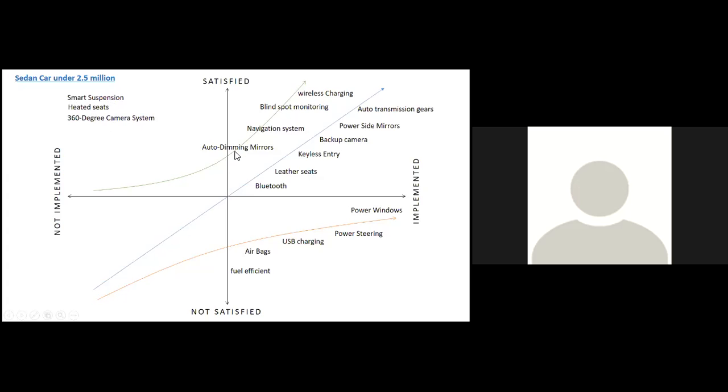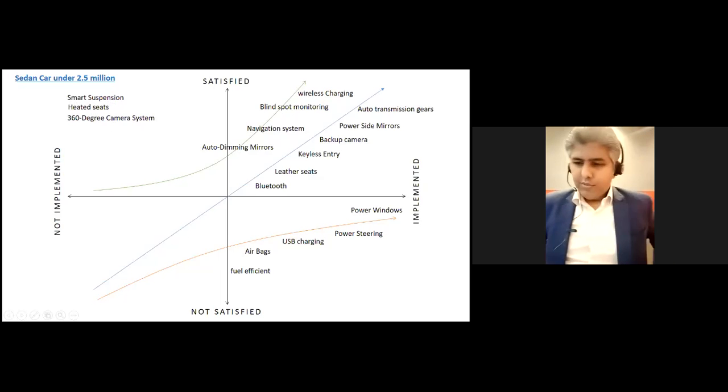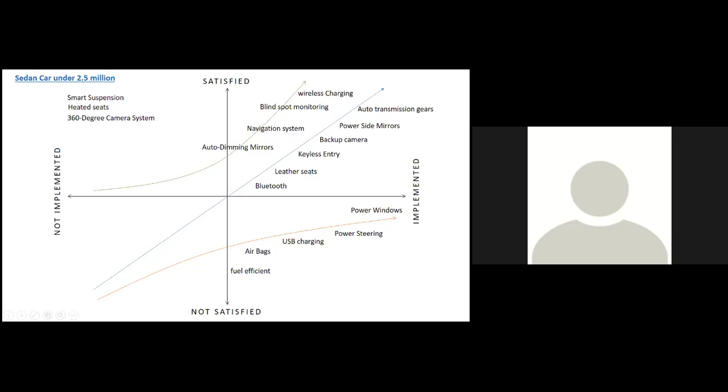And these are the features: auto-dimming mirrors, navigation system. These are the exciting features. If we introduce these features in our car, this will excite the customer more to buy this car. Beautiful. So this is the kind of analysis which I learned. Very, very well put.